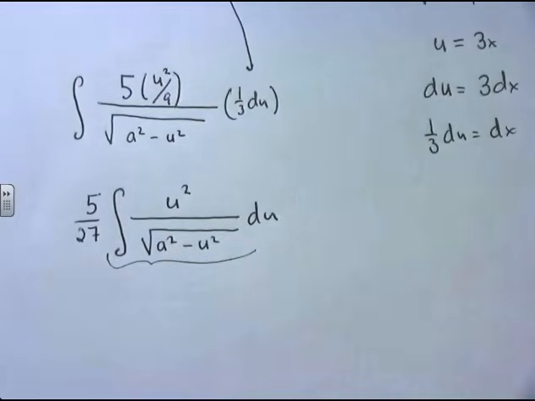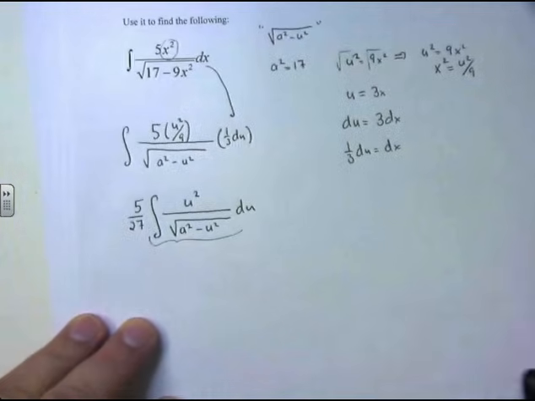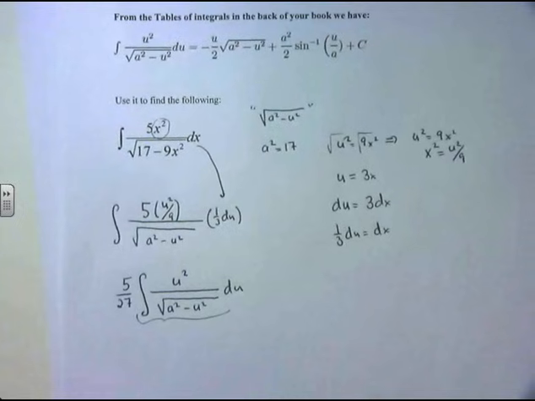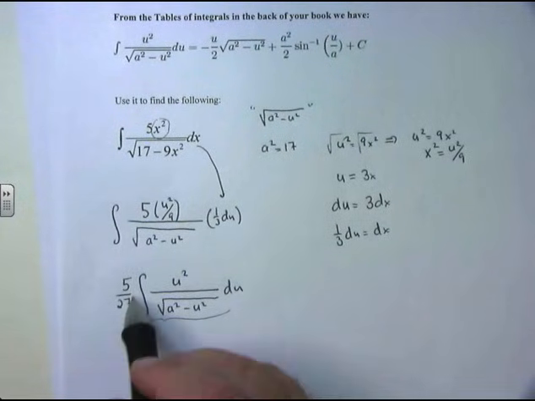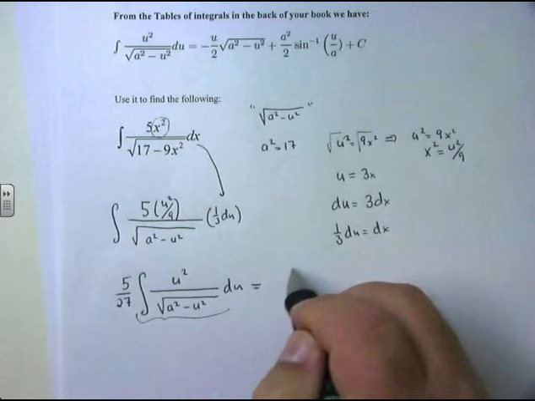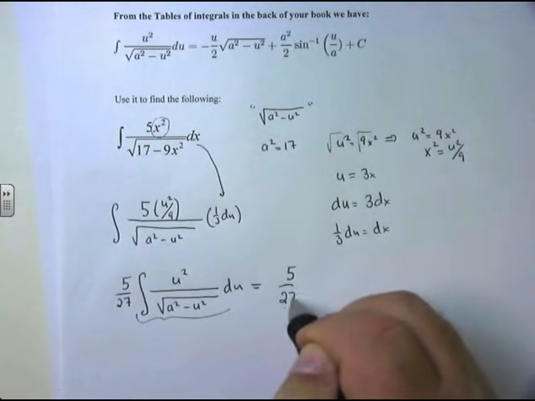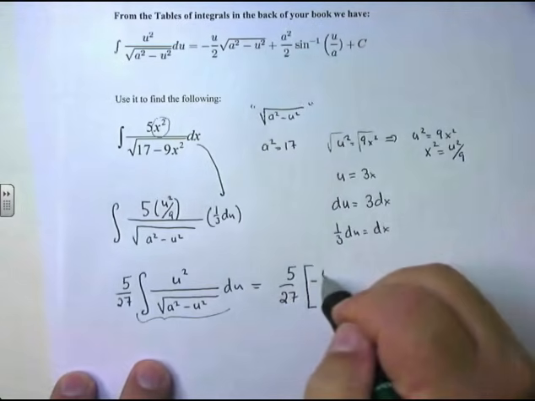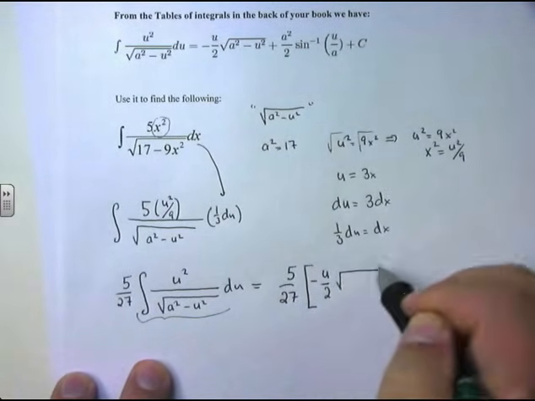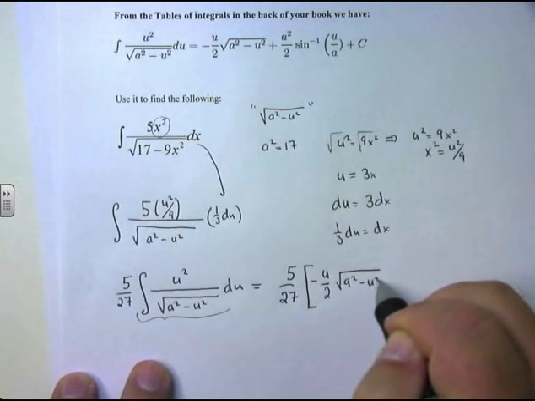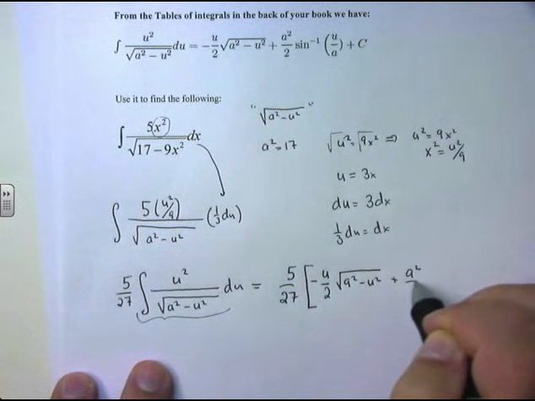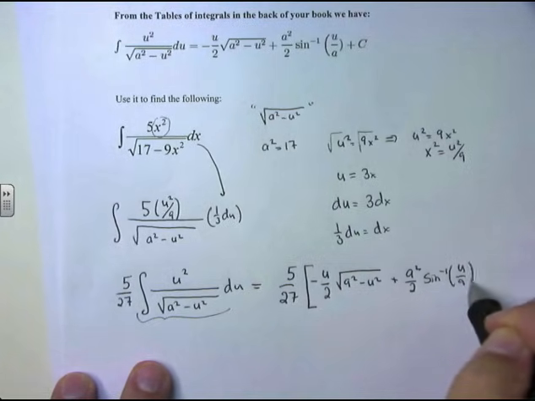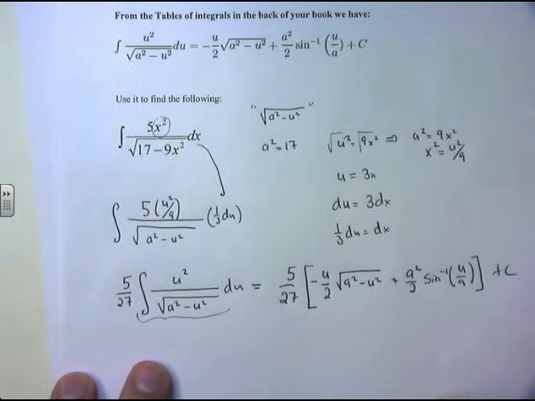You'll notice that when I did these notes, I went ahead and wrote down the formula that I'm going to need here, so it made it easier for me to plug it in. But keep up with that constant. So this would be equal to 5 over 27 times the bracket, my formula, which is negative u over 2 times the square root of a squared minus u squared plus a squared over 2 times the sine inverse of u over a. And then a big old plus c at the end here.